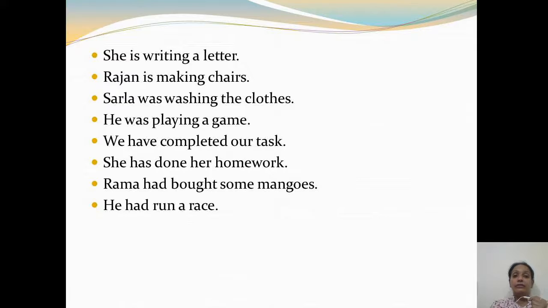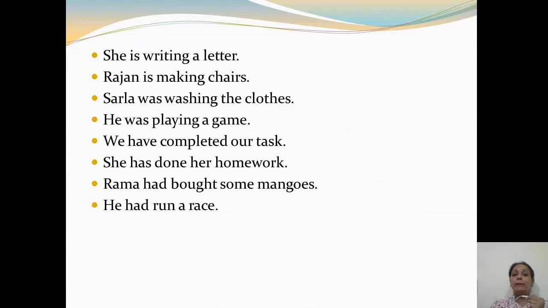Now in the next sentence, Sarla is the doer of the action and the clothes is the receiver of the action. And we had was plus first form wash along with ing. This will change into was being plus washed. So let's rearrange the sentence into passive form. The clothes, now clothes is plural, so we will use were, that is the plural verb. The clothes were being washed by Sarla, right?